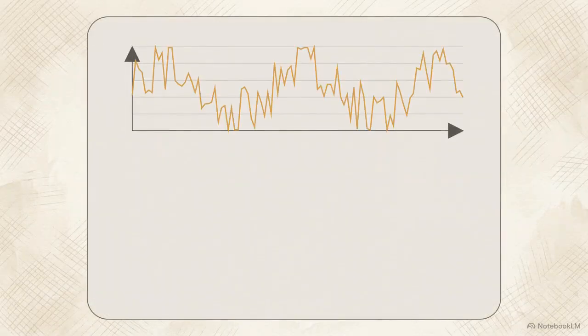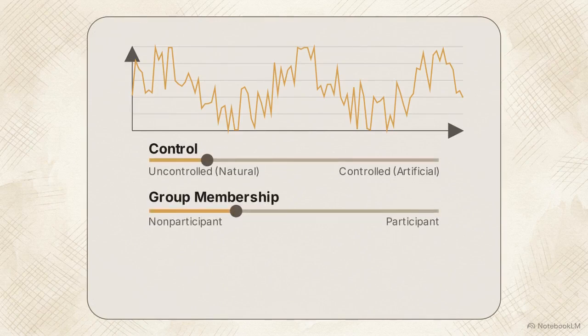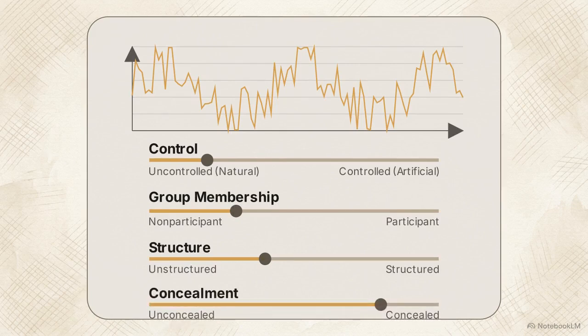Every observational study is governed by 4 dimensions: control, natural environment versus artificial setting; group membership, detached outsider versus active participant; structure, exploratory field modes versus predetermined quantitative data; concealment, are subjects aware, or is the researcher hidden?